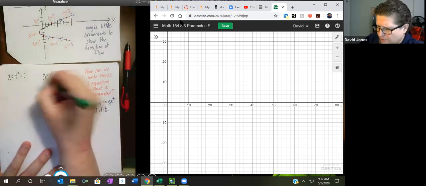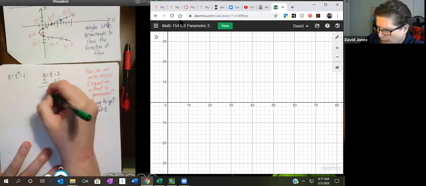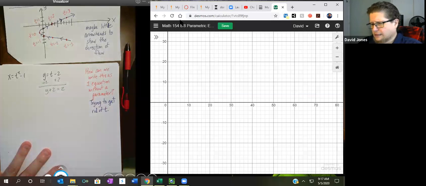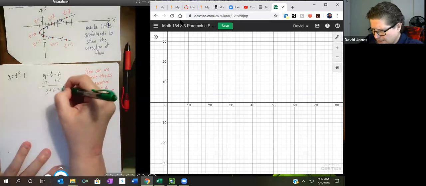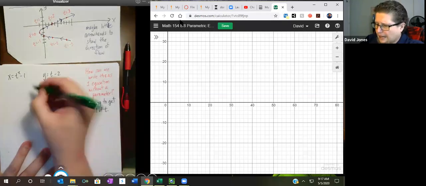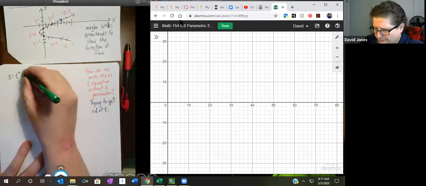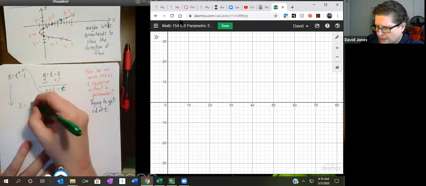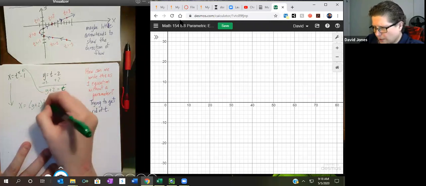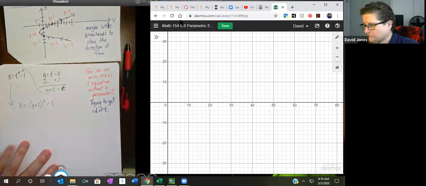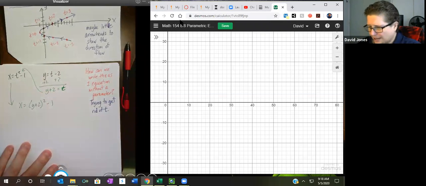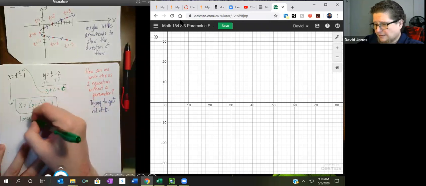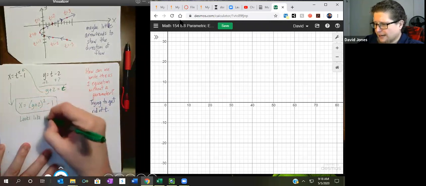One thing I can do is I could solve this for t. If I add 2 to both sides, I get y plus 2 equals t. T, not 2, t. And I could plug that in for t right there, and I get x equals (y plus 2) squared minus 1. And now that does look like a parabola opening to the right.